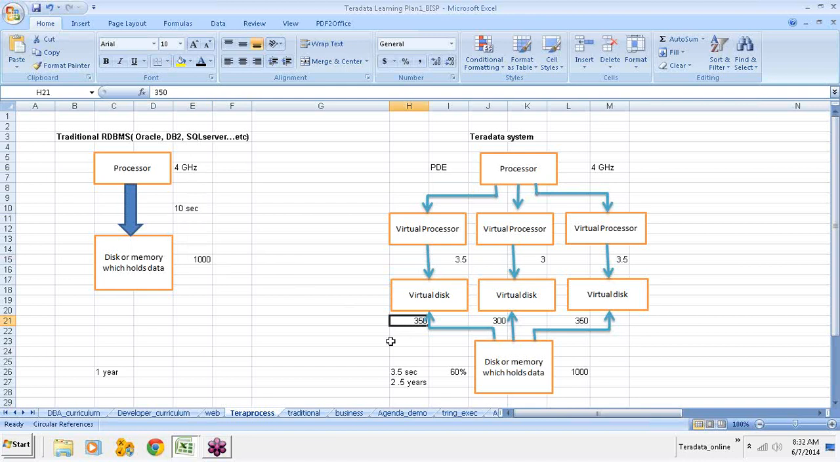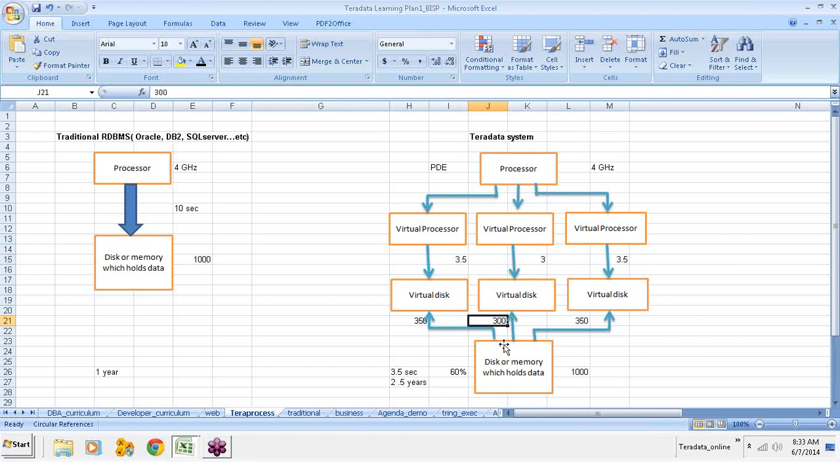Now here, the first virtual disk has only 350 records. How much time would this virtual processor take? If you have 1,000 records, it takes 10 seconds, but now here it is 350 records. So how much time does it have to take? The simple calculation: 3.5 seconds, right? 1,000 records are processed within 10 seconds, so 350 records will be processed in 3.5 seconds.